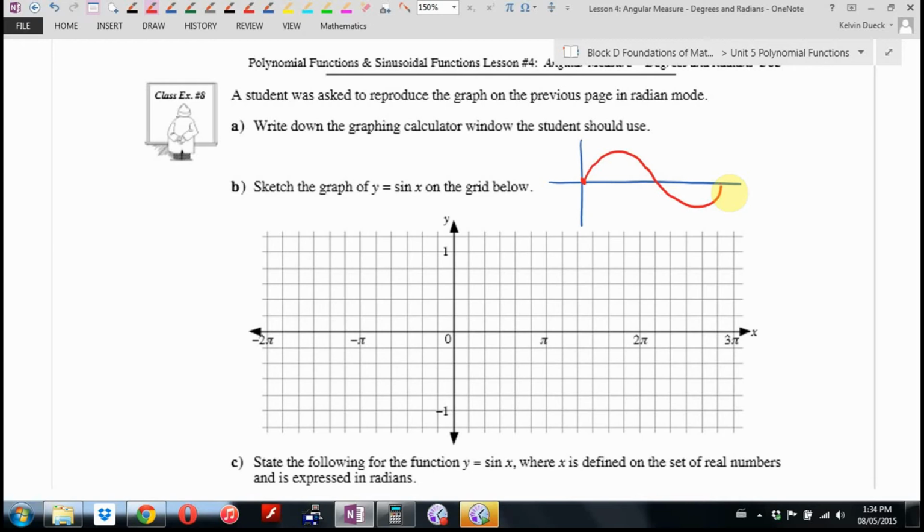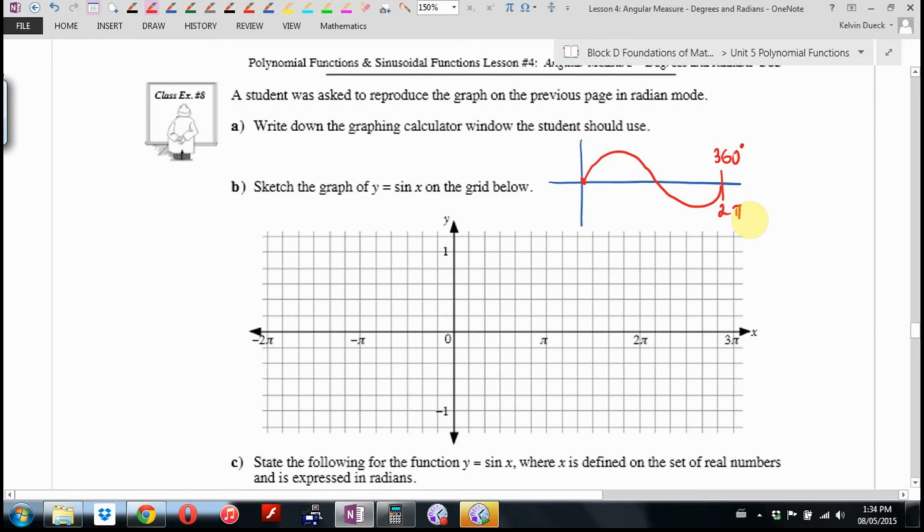Next thing that I know: how far to go once around the circle, how many degrees? 360. How many radians? 2 pi. Turns out one sine wave is exactly 2 pi long.